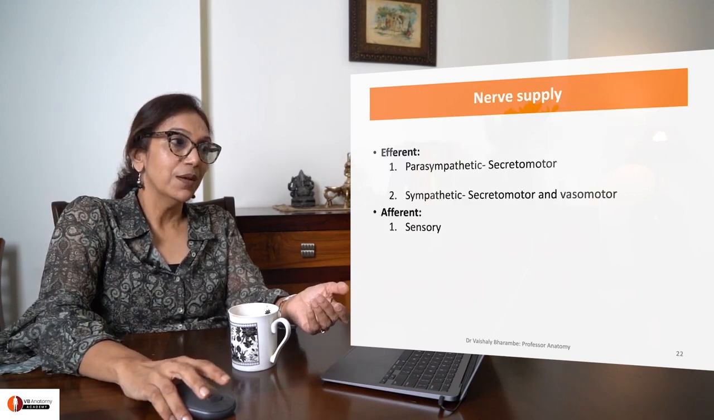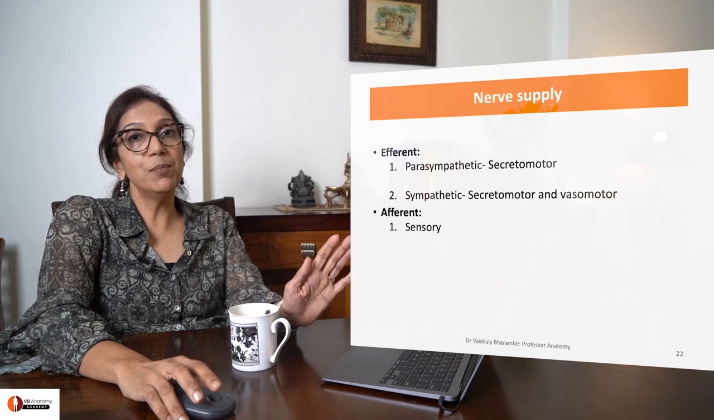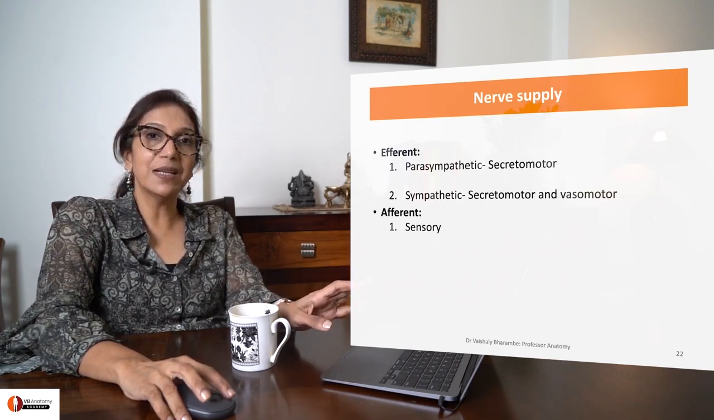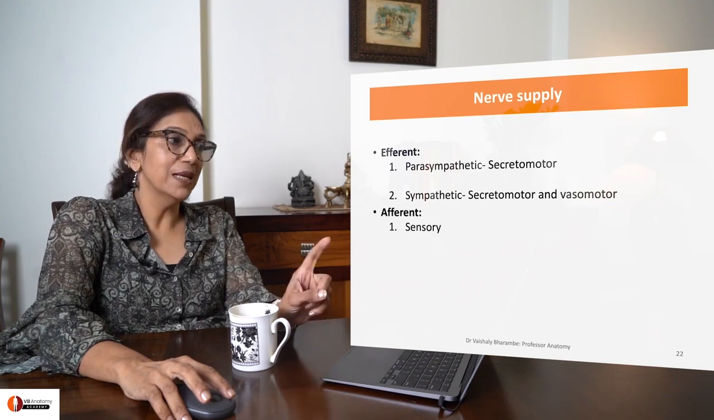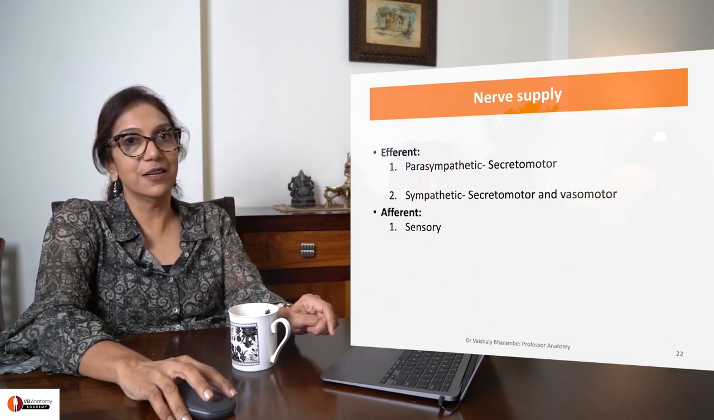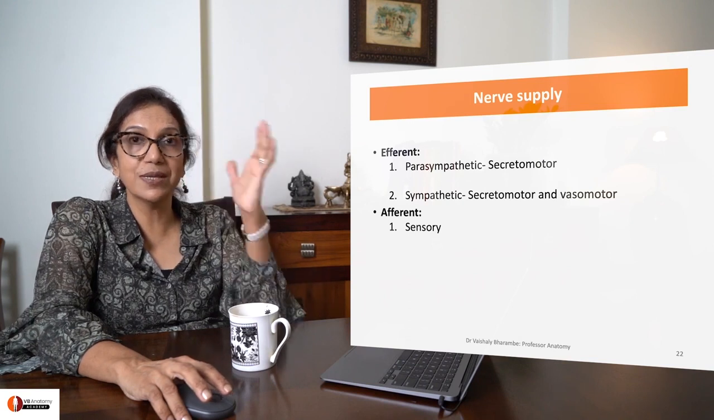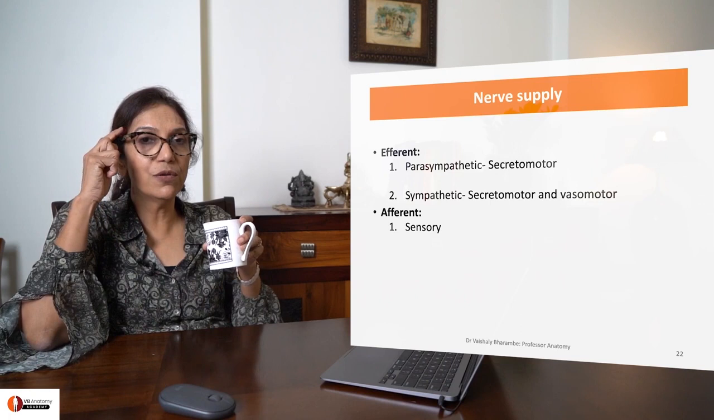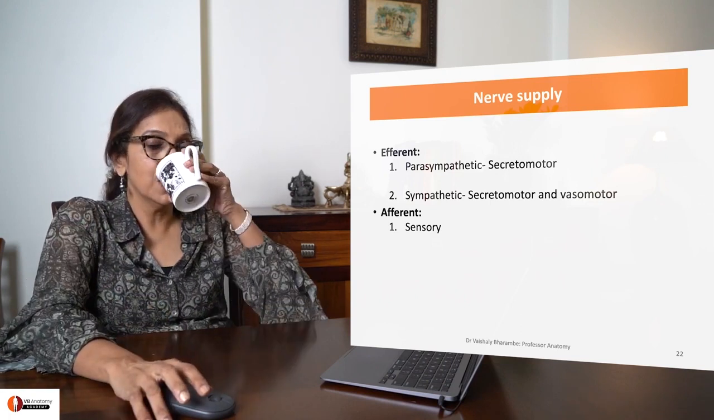Okay? Right. We now come to a very important aspect, which is the nerve supply. So the nerve supply consists of parasympathetic, sympathetic and sensory. Here I need you all to focus. Maybe you can have a sip of water, coffee, something, but I want your full attention now. Okay?